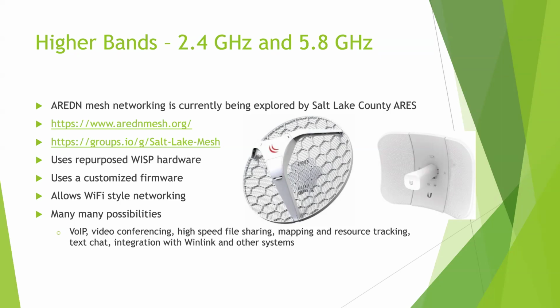Now, these things are much more directional, but they're also significantly higher power and higher speed, and they can do basically any IP protocol stuff. So you can do VoIP, video conferencing, high-speed file sharing. You're not limited to 288 character text messages like you are with Meshtastic. You can do any kind of thing that you can do on the internet on this kind of network. We're in the process of designing and building out some network infrastructure here in Salt Lake County, and we'll see how we do on that and what kind of support we get. It's a very interesting project, and I'd love to get more people involved in it.